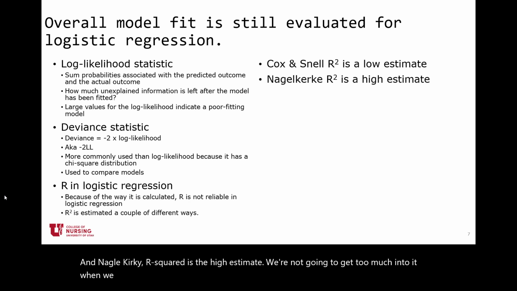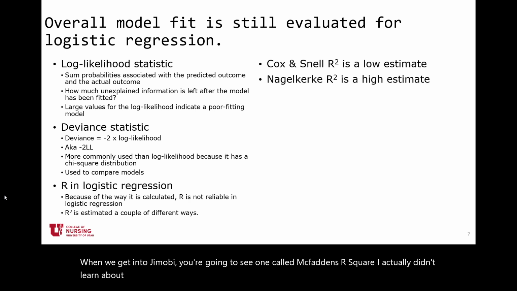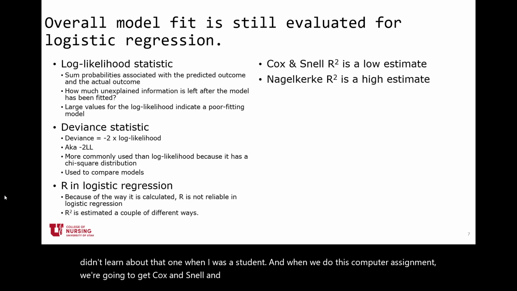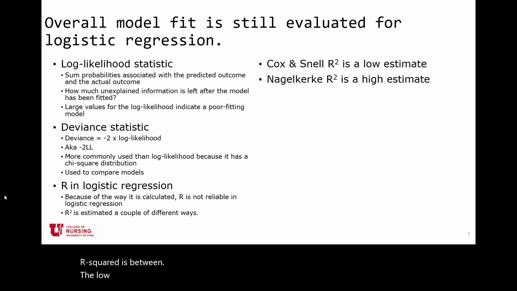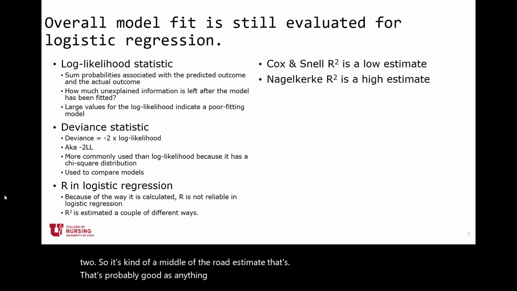When we get into Jamovi, you're going to see one called McFadden's R squared. I actually didn't learn about that one when I was a student. And when we do this computer assignment, we're going to get Cox and Snell and Nagelkerke. And when you report that, you just say the R squared is between the low value and the high value. And when we run McFadden's, you'll see it's right between the two. So it's kind of a middle of the road estimate. That's probably as good as anything else, giving them a middle of the road estimate.